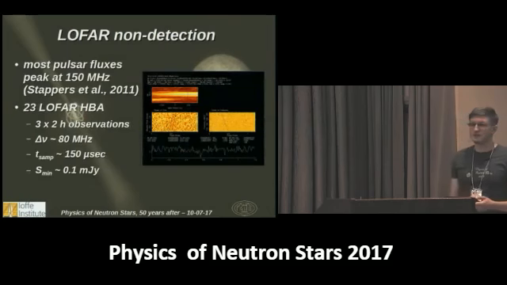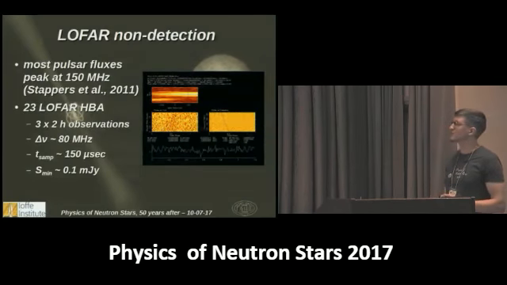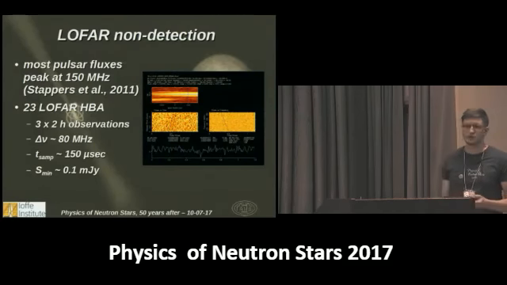Again, as I said, since most pulsars have steeper spectra and higher flux densities towards lower frequencies, they normally peak at around 150 megahertz, which is the central frequency of LOFAR high band antennas. That's why we tried to observe this with LOFAR. We did 3 2-hour observational sessions with around 100 megahertz bandwidth and 150 microsecond sampling time.